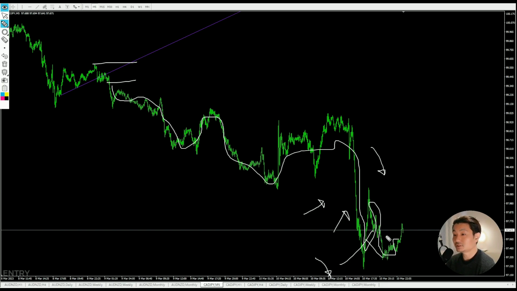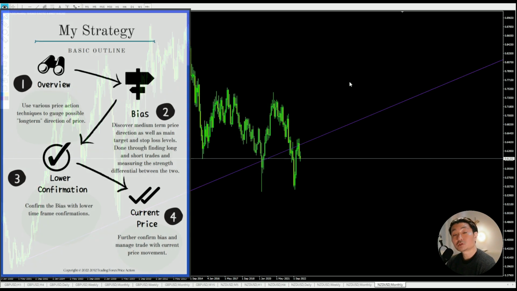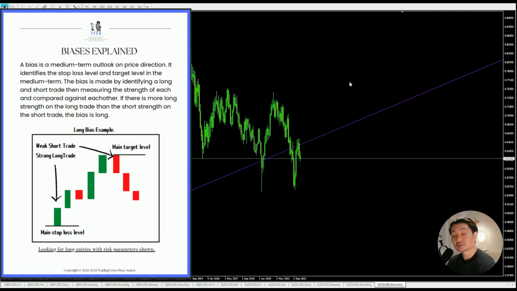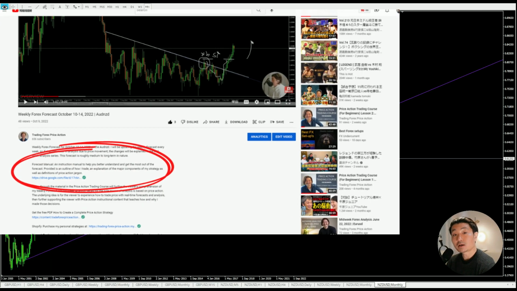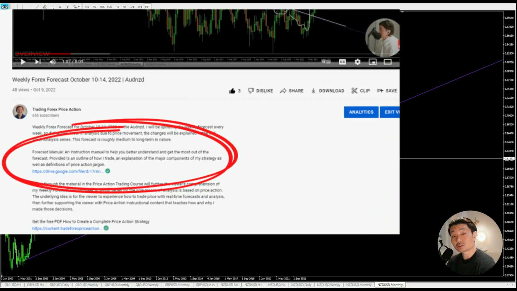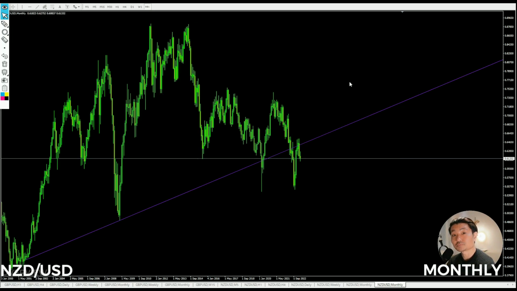Alright, so let's go on to the NZDUSD pair. And if you're having trouble understanding what I'm talking about in terms of biases and lower confirmations, please check out my analysis manual, which is an instruction book so you can better understand these forecasts. Alright, this is a monthly chart. Let's start off with an overview.